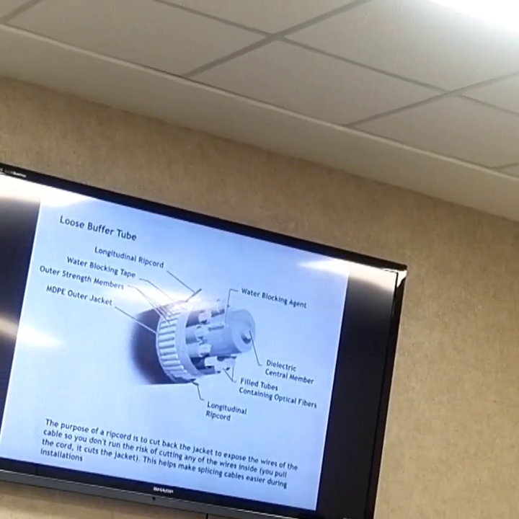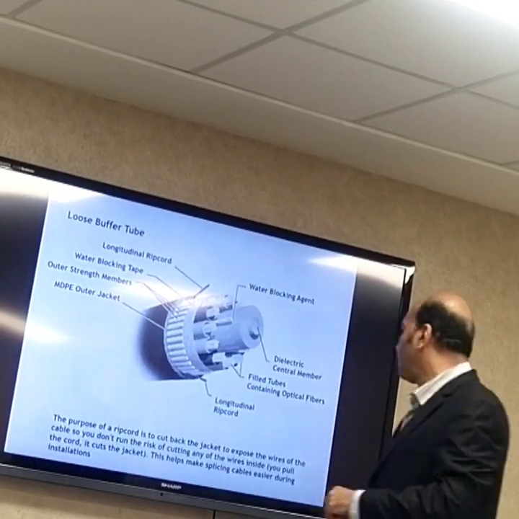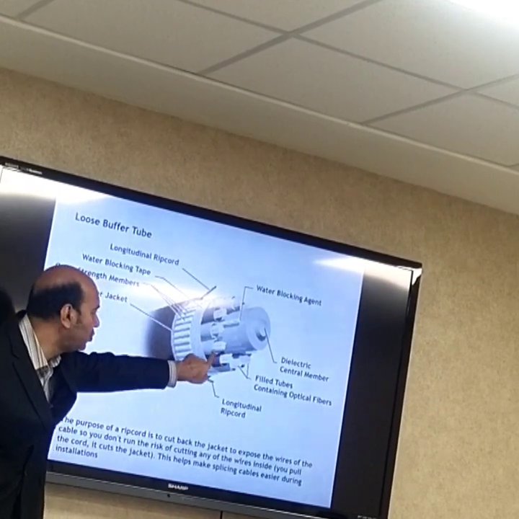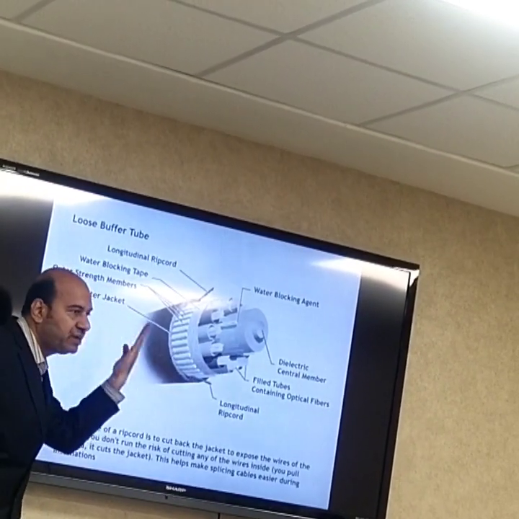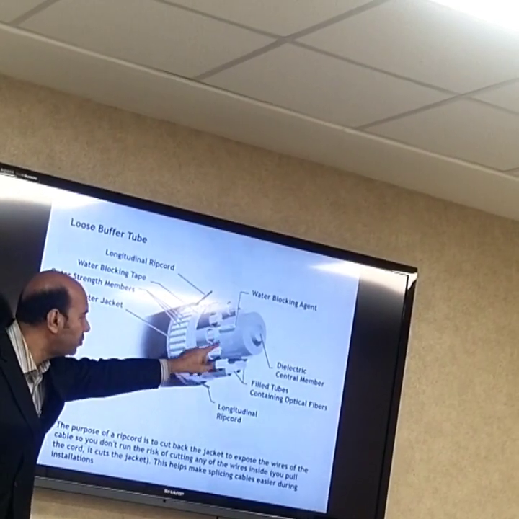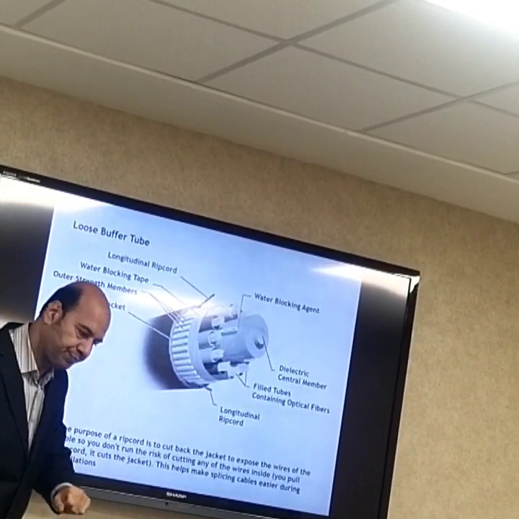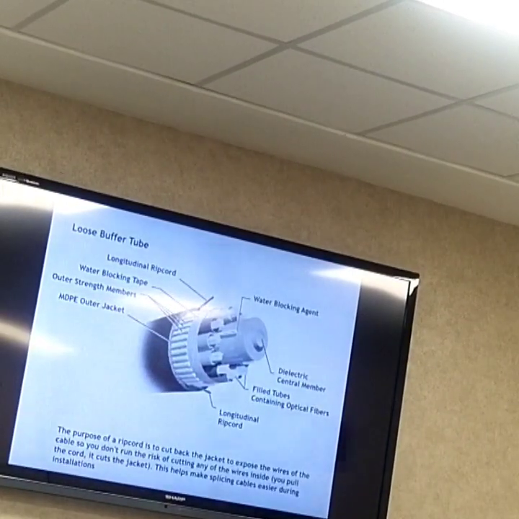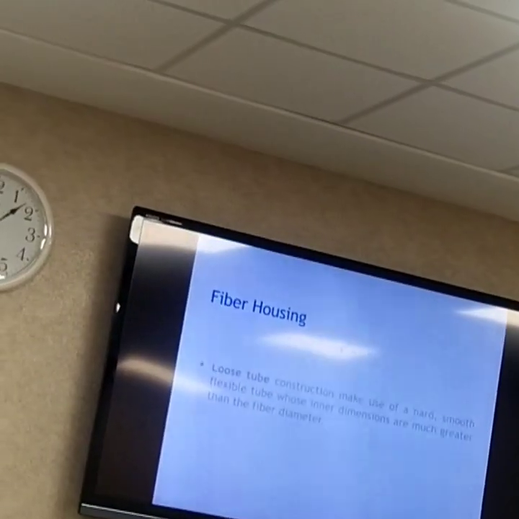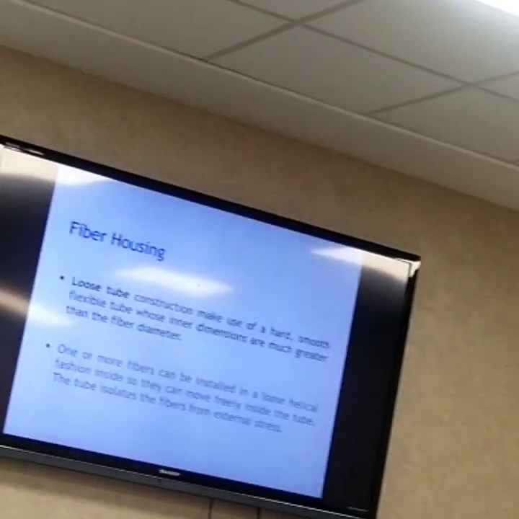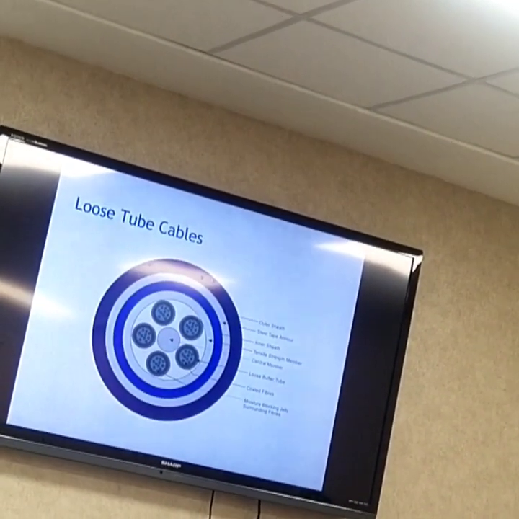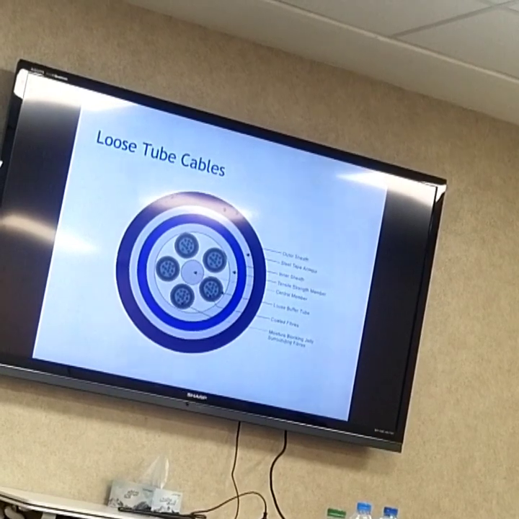So if we go back here, this tube, this is the fiber. It's a tube. The tube protects the fiber from any external force. Okay? And as you can see, it is loose. There is a space between the tube and the fiber. Again, this is the loose tube.